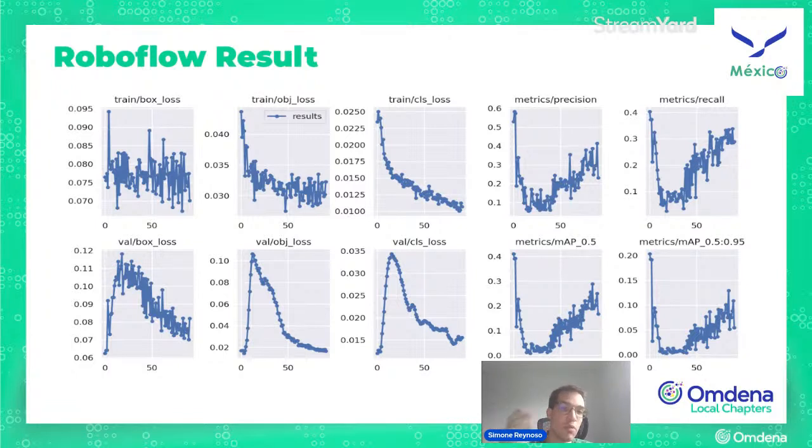So with the RoboFlow results, something interesting to point out is that it always started with a hot start, especially with the metrics. As you can see, it started with a 0.4 precision, like very high precision, and then it dramatically dropped, and then it tried to get to that maximum another time.